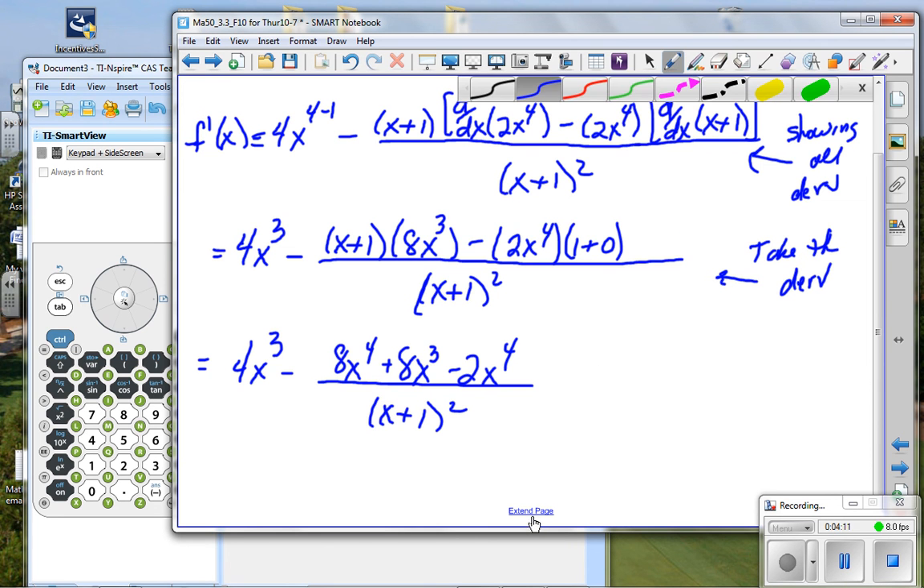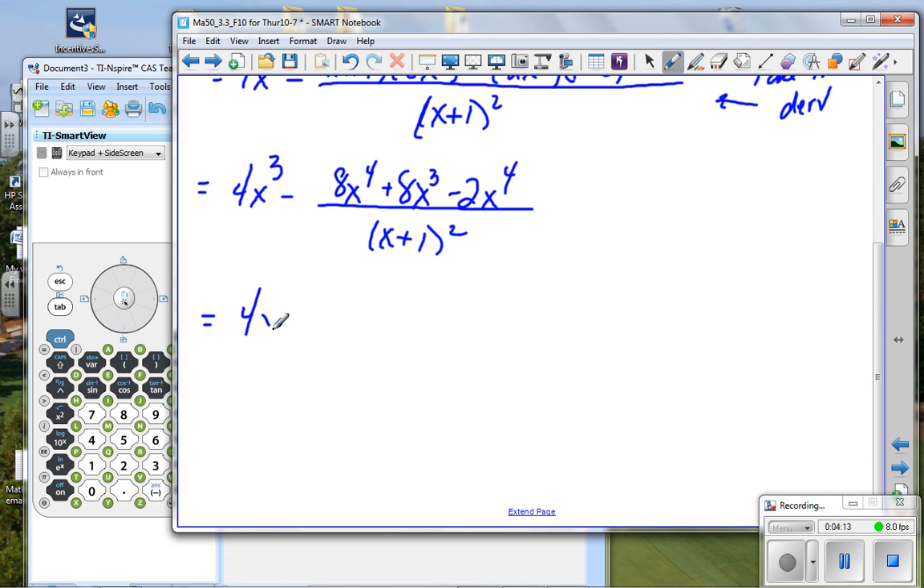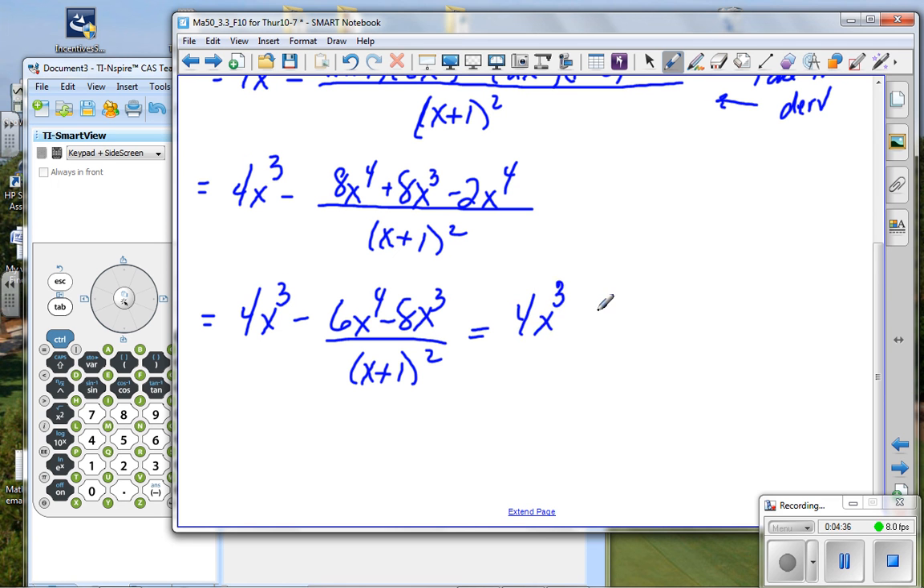And let's see, for another line of algebra, I could have 4x cubed minus, let's see, I have 8x to the fourth minus 2x to the fourth. That would be 6x to the fourth minus 8x cubed divided by x plus 1 quantity squared. Well, we might as well go ahead. We can do a few more algebra steps here, and I expect you to take the obvious one. So the obvious one here would be to factor out a 2x cubed, and this would then give 3x minus 4 divided by x plus 1 quantity squared.